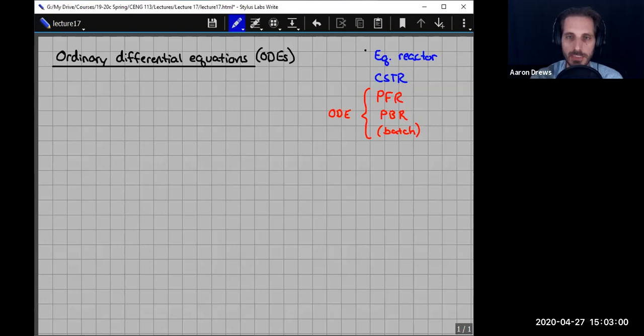So the governing equations that are in the last few reactors, those are all ordinary differential equations. And that's to distinguish them from the first 2 reactors, the equilibrium reactor and the CSTR. All of these were algebraic expressions, right? So there were never any differentials or integrals or anything that we had to figure out for the first 2 sets of reactors, the equilibrium reactor and the CSTR. And as you can see, there's still tons to talk about even without differential equations.